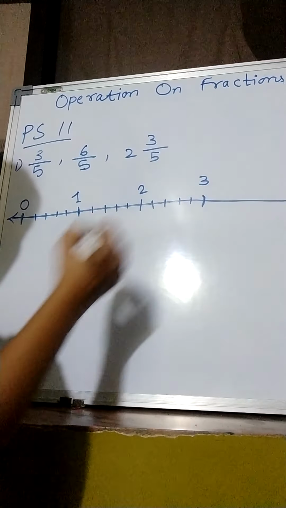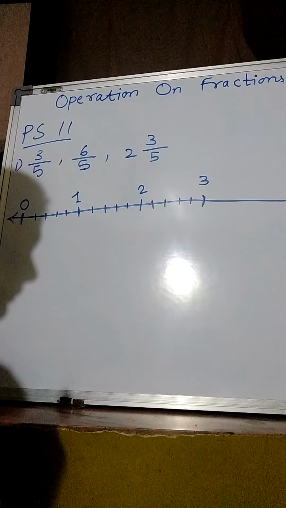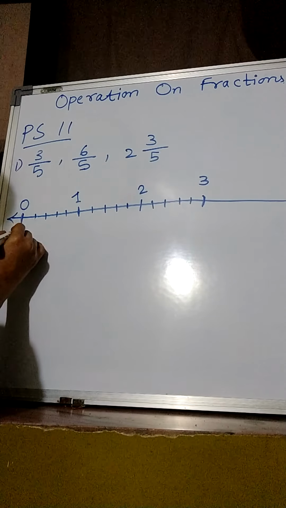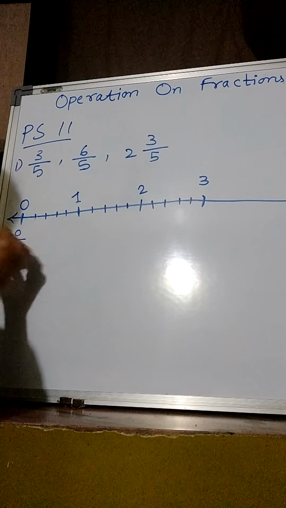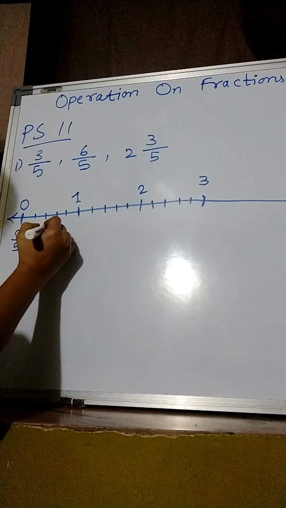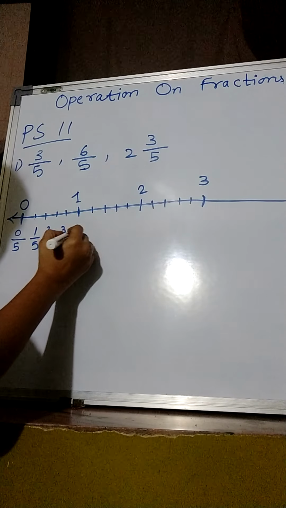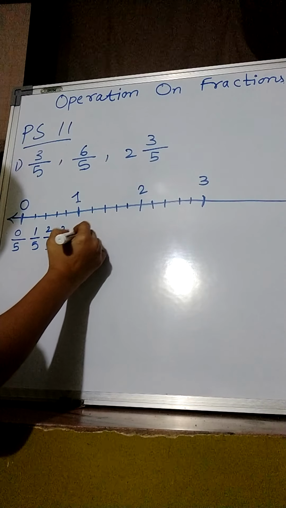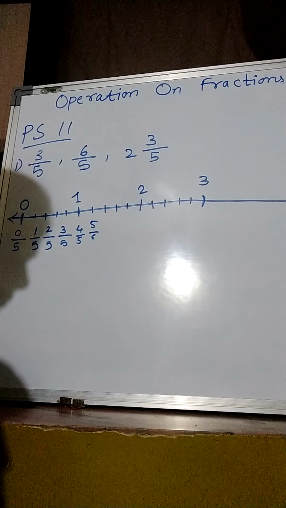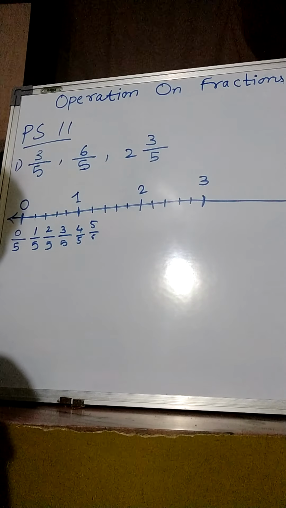Now how am I showing it? As we know, the part is divided into 5 small parts. On 0's place your number is 0 upon 5. Next 1 upon 5, 2 upon 5, 3 upon 5, 4 upon 5, and here 5 upon 5. Right? Now see which number you have to show.